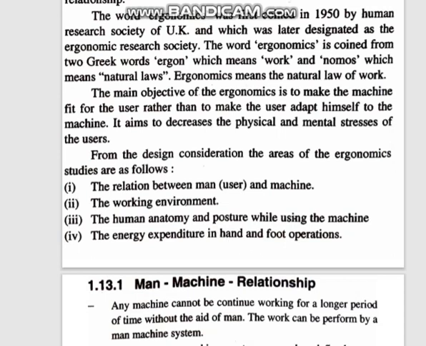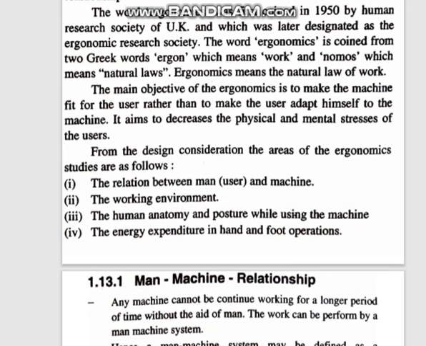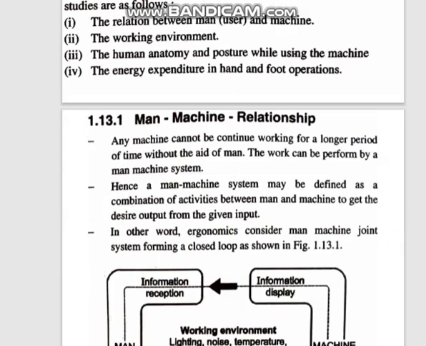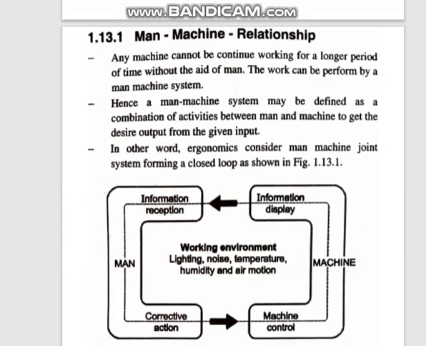So these are the things that we are going to consider. Okay, first let us come to man machine relationship. Any machine cannot continue working for a long period of time without any human being. So work can be performed by a man machine system.